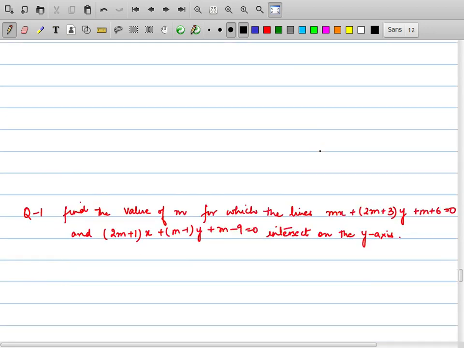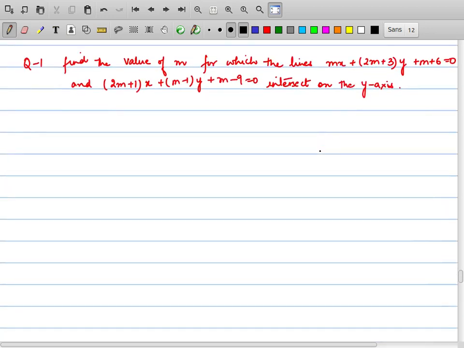Now let's take an example on this. Find the value of m for which these two lines intersect on the y-axis. So let's create a situation here. Let's say these two lines are intersecting on the y-axis. Could be here, could be on the lower side. We do not know. But the important point to note is that wherever it cuts the y-axis, the x coordinate would definitely be 0. There would be a y coordinate in it, but the x coordinate would be 0.